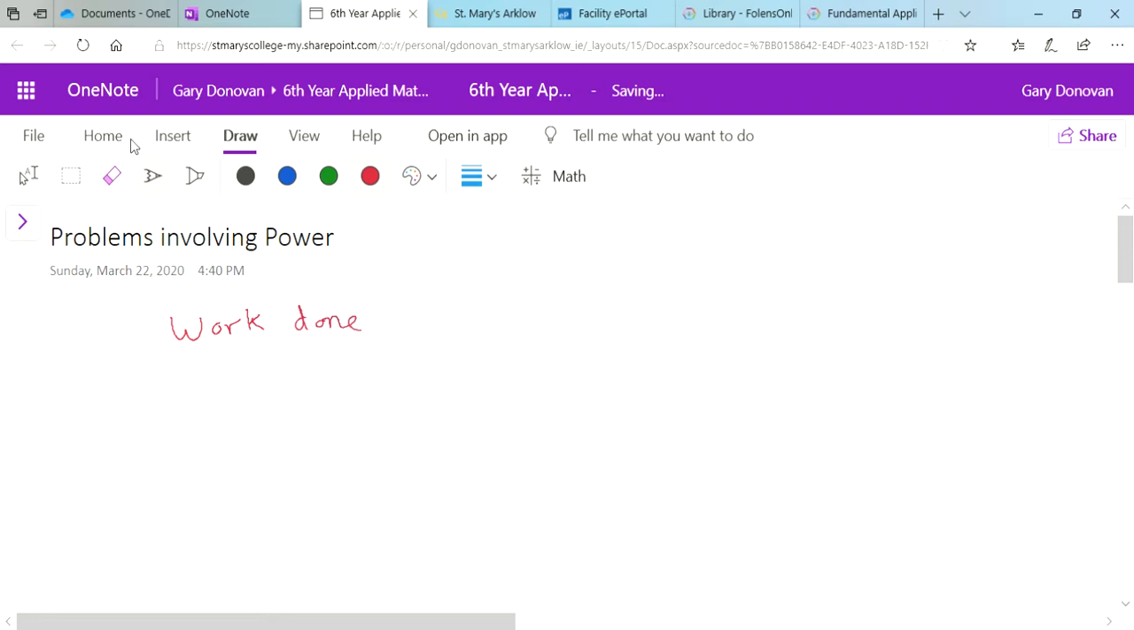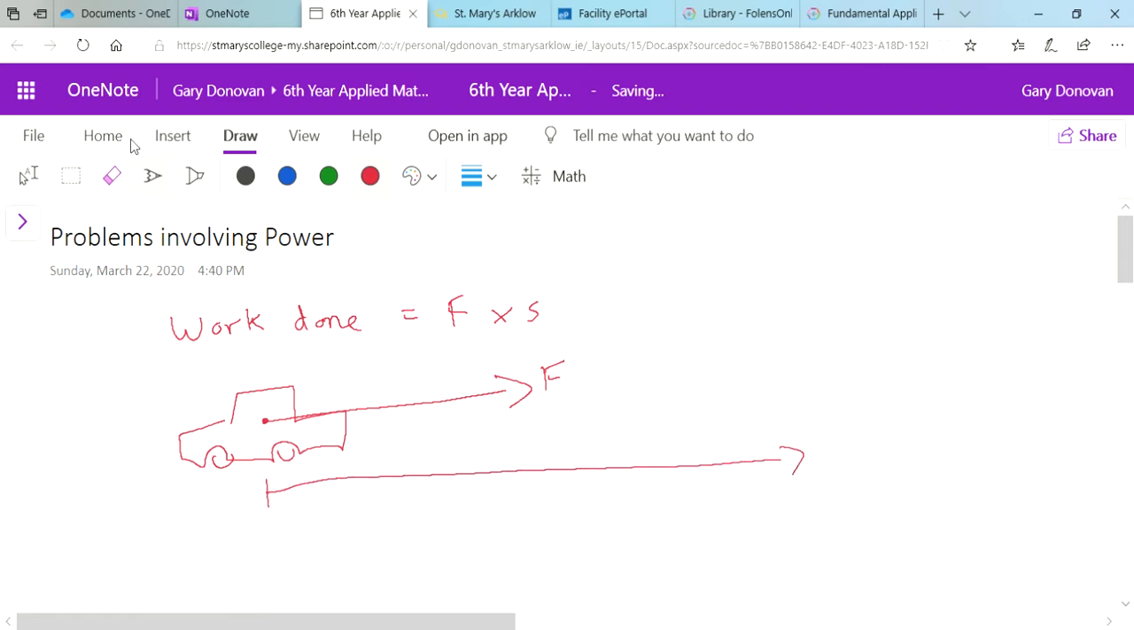is defined as force multiplied by distance. And the examples you see with work done in applied maths is usually where we have something like a car. And that car has an engine which applies a forward force which causes the car to move forward. Now, the amount of work that the engine does doesn't just depend on how much pushing force it is exerting on the car. It also depends on how far the car travels.